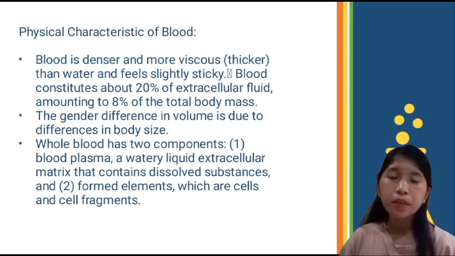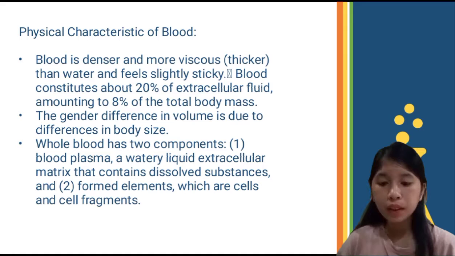So, the average volume of blood in males is 5 to 6 liters and in females it is 4 to 5 liters, which is called normovolemia. Low blood volume is called hypovolemia and high blood volume is called hypervolemia. Females and males differ because of their body size.